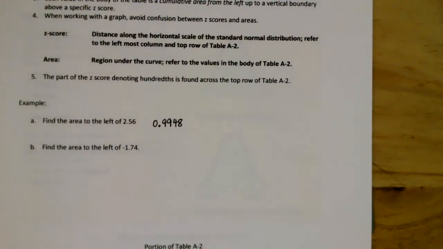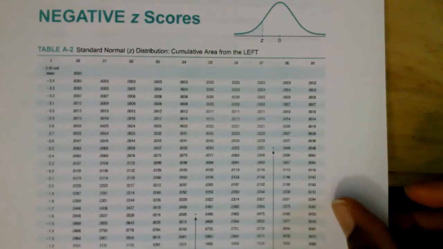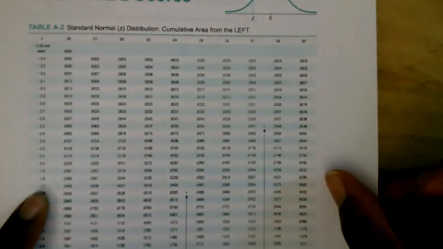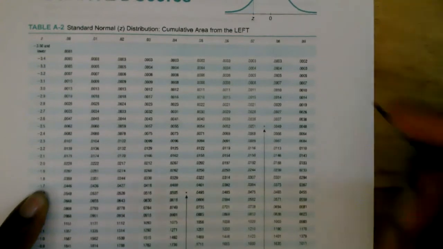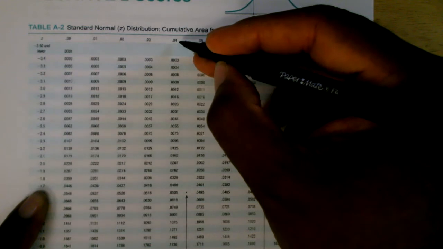Now, what about negative 1.74? I want to find the area to the left of that. Here we got a negative, so that means I need to use a page that says negative z-scores. So we're going to find the negative 1.7 on the left-hand side. So here's negative 1.7 here, and then 0.04. That's the last digit in negative 1.74.